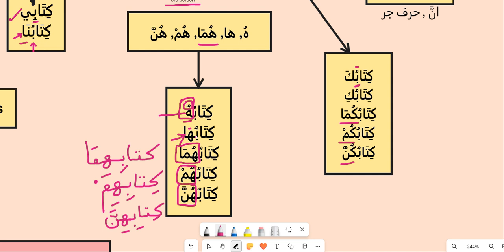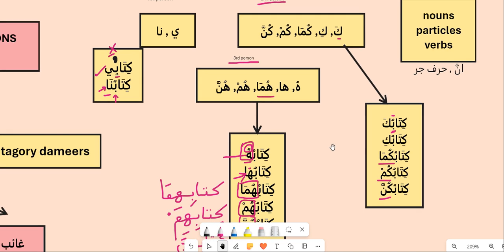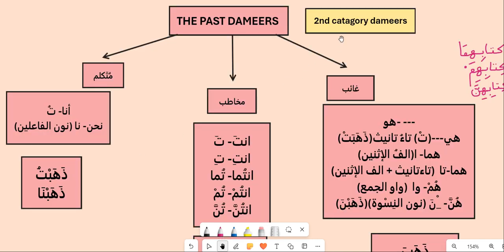So if you see the changes in kasra and dhamma, it doesn't mean it's mu'rab. It doesn't mean it can change. Still the damirs are mu'rab. It's just because it goes along with the sound. So this is all the details about the first category damir. Now coming along to the second type of damirs, here we have the second category damirs.